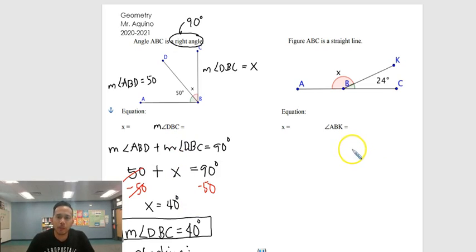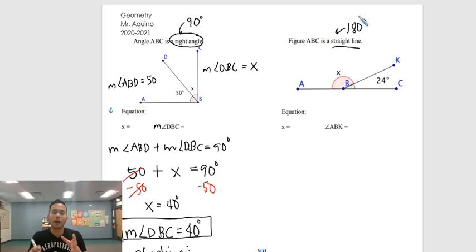Figure ABC is a straight line. Again, it's our hint. It's there. It says there it's a straight line. Therefore, it can be a linear pair. Yes, they are linear pair. They are supplementary. Yes. And, you know, the word straight line means the measurement of the angle is what? Right, 180 degrees. Very good.